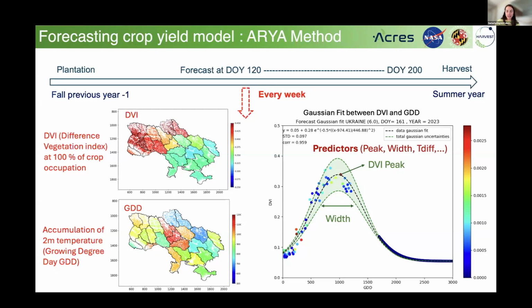So I will not go further into detail on the ARYA model. You have a paper on it if you want to know more about it. You can find the paper. But we have other predictors in the ARYA model. These are the main two predictors.